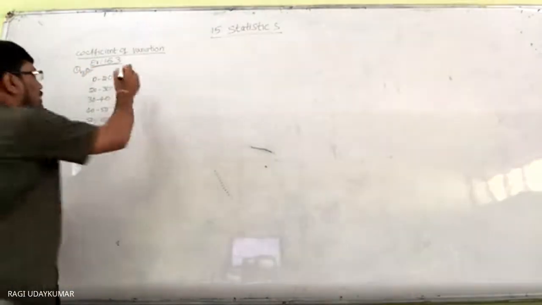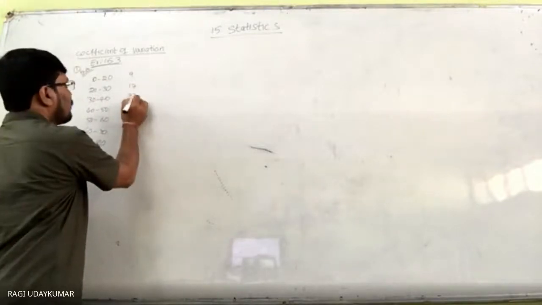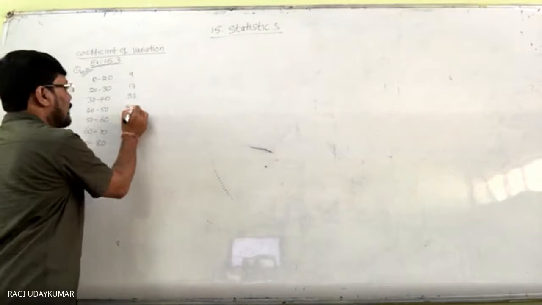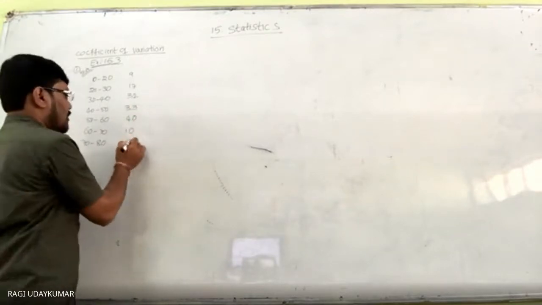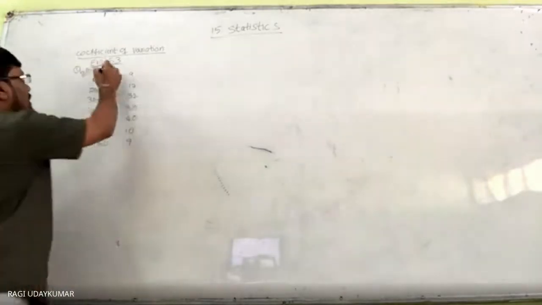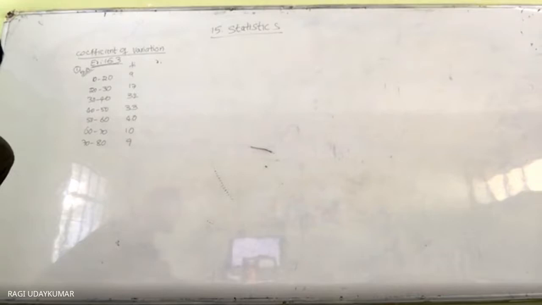For this, the frequencies given are 9, 17, 32, 33, 40, 10, 9. These are the classes and these are the frequencies. You need to find the mid values, then yi square and fi yi, with the help of which you find the mean and the standard deviation. Then you need to find the coefficient of variation.